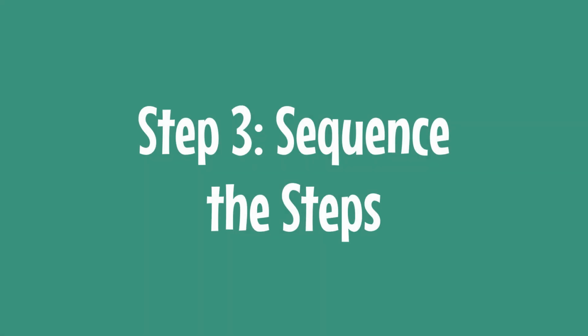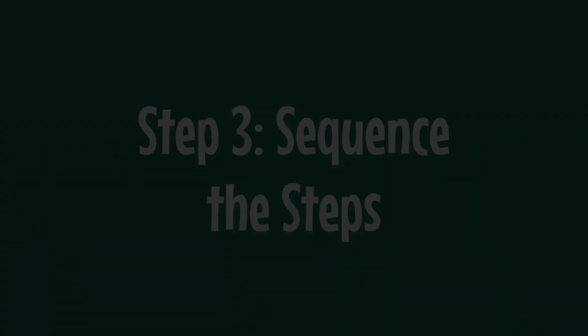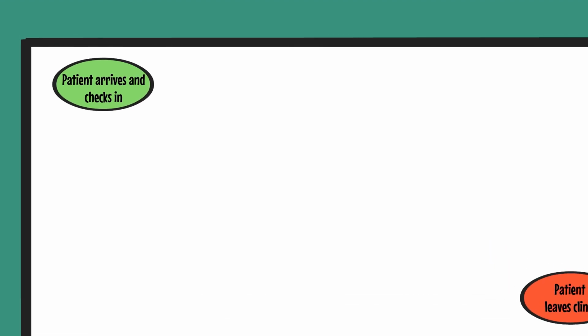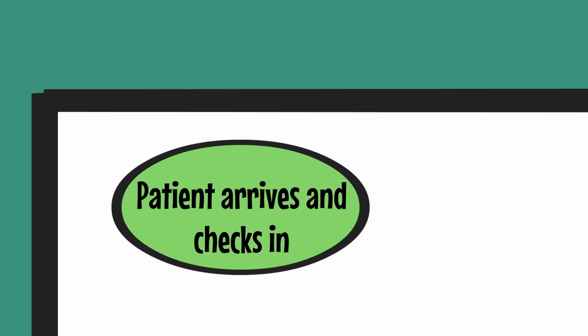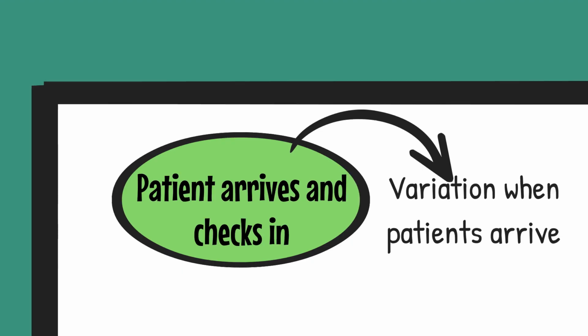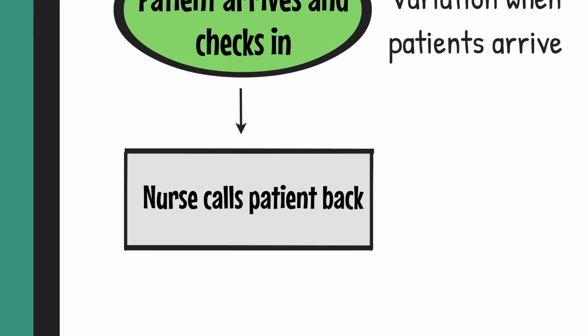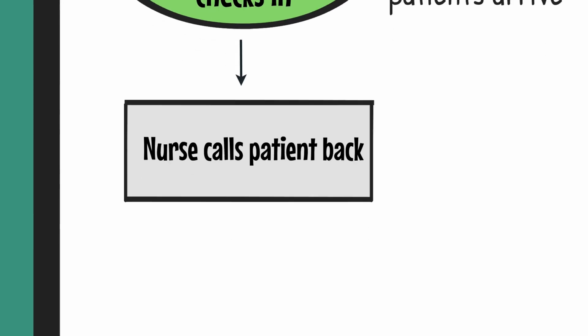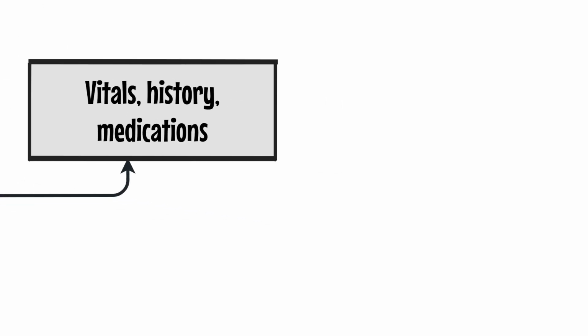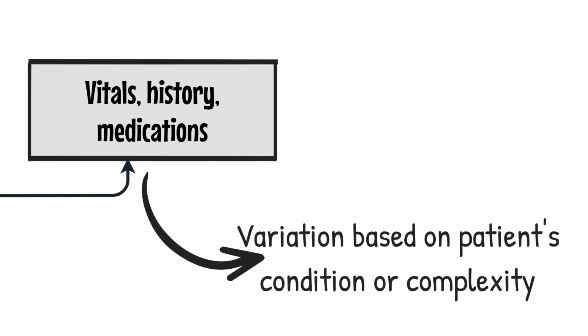Step 3. Sequence the steps. Now your team puts the steps in order using standard mapping symbols. The process starts. Patient arrives and checks in. But you note variation. Some arrive early. Some on time. Some late. The nurse calls the patient back and records their height and weight. The patient is escorted to an exam room. Vital signs are recorded. Medical history and medications are reviewed. You hear that this step varies based on the patient's condition or complexity.